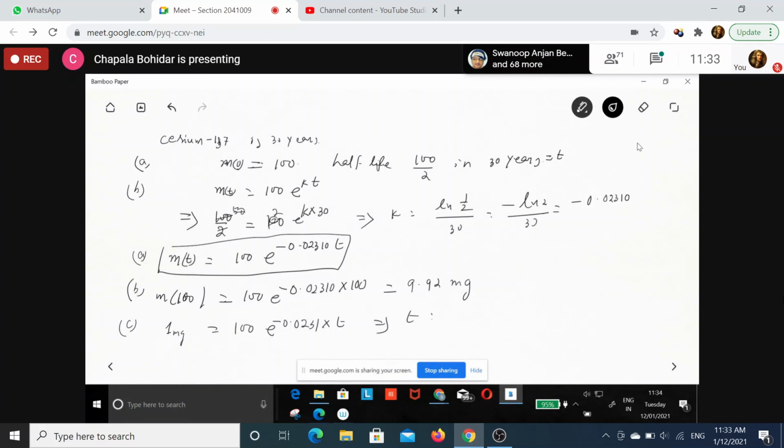199.31 volt. No, I think you are wrong. I have done, Ma'am, it is 298.39. 1 milligram is equal to, you are writing e to the power minus 0.0231 t. So what we are getting here is t equals this divided by this one here. I'm writing here, it is 199.